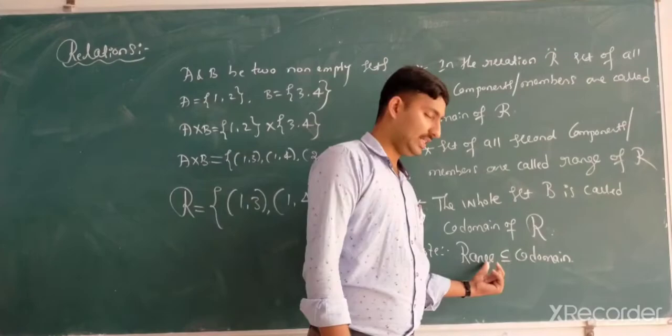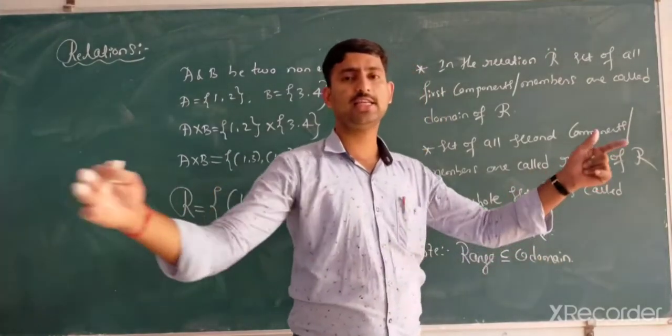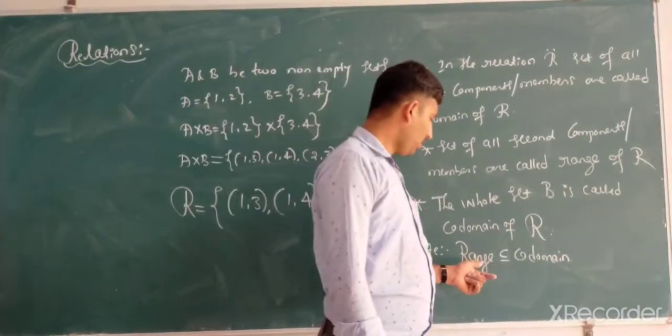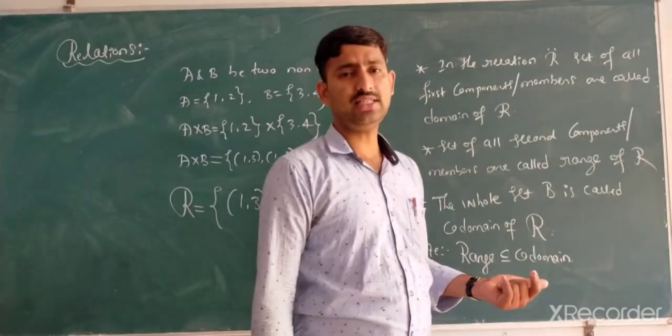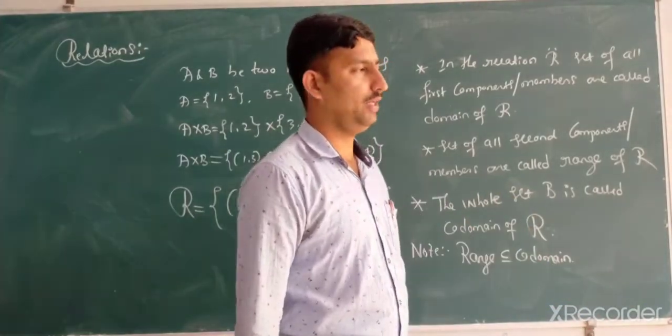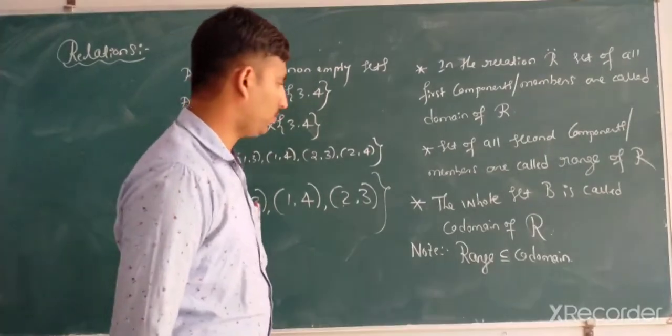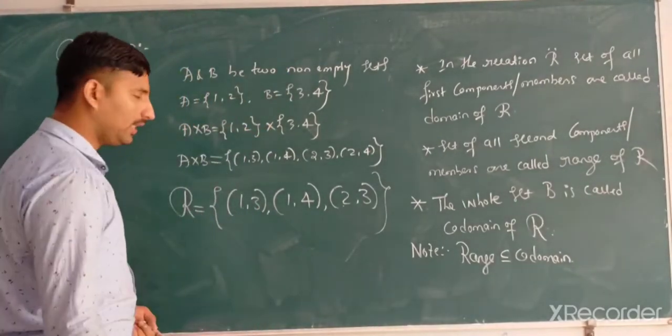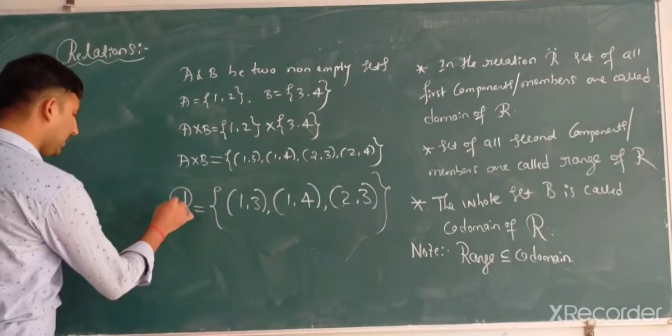Means what? Range is a smaller set than the codomain, or the range is equal to the codomain. Sometimes the range is equal to the codomain; you can take both the values. Range equal to codomain. Here, what are they in the case of relation R?